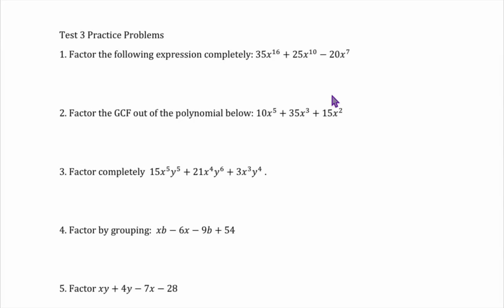So question number one, we are factoring the expression 35x to the 16th plus 25x to the 10th minus 20x to the 7th. Now, our first move is to identify the GCF of this expression, the greatest common factor.